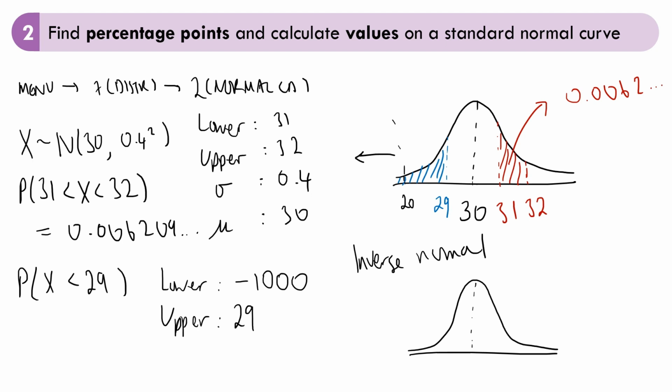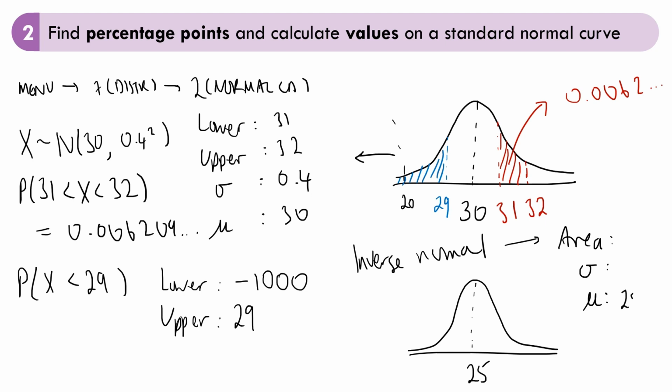Let's say with mean 25. What the inverse normal does, to find it on your calculator, you just go to menu, press 7 for distributions, and then number 3 for inverse normal. What this allows you to do is input an area, your value of sigma, the standard deviation, and the mean, mu.